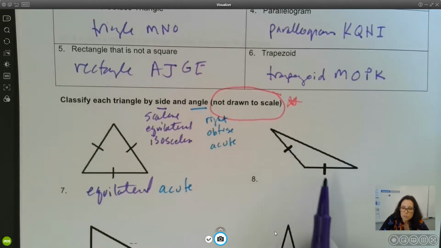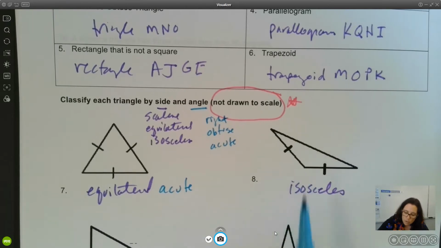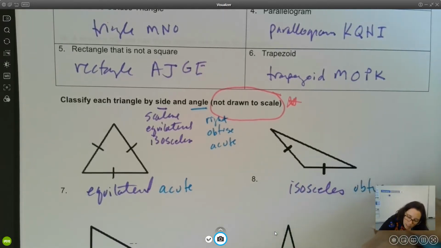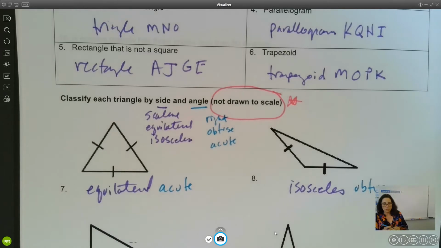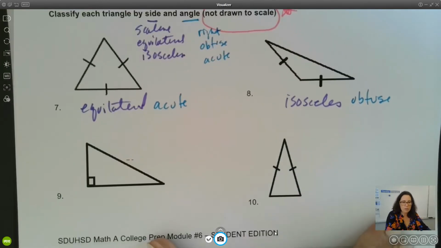This guy, two sides are marked the same, so this is going to be isosceles, and we're looking at one obtuse angle. Can a triangle have more than one obtuse angle? Challenge question. Hopefully you're thinking no, because would it even form? If you had one bigger than 90, and then another one bigger than 90, would those sides ever connect? No.